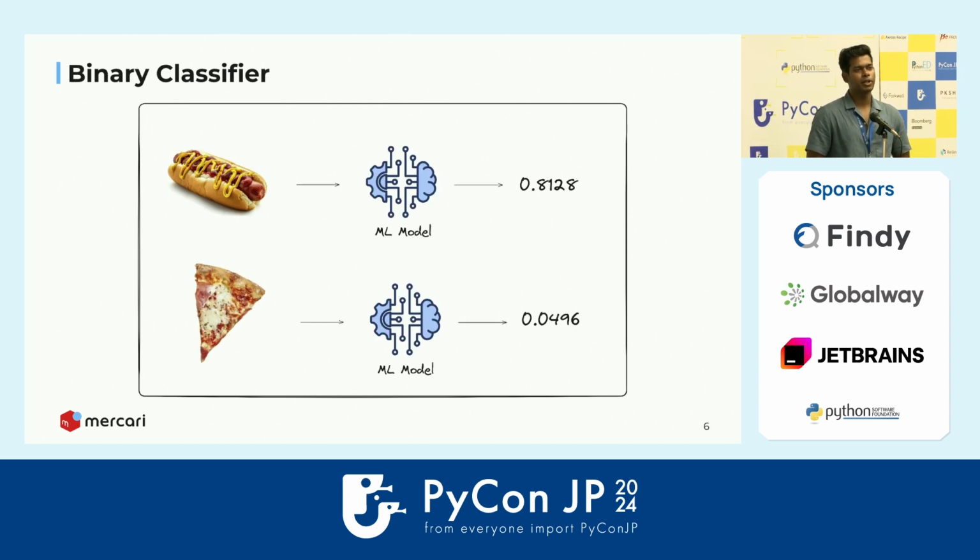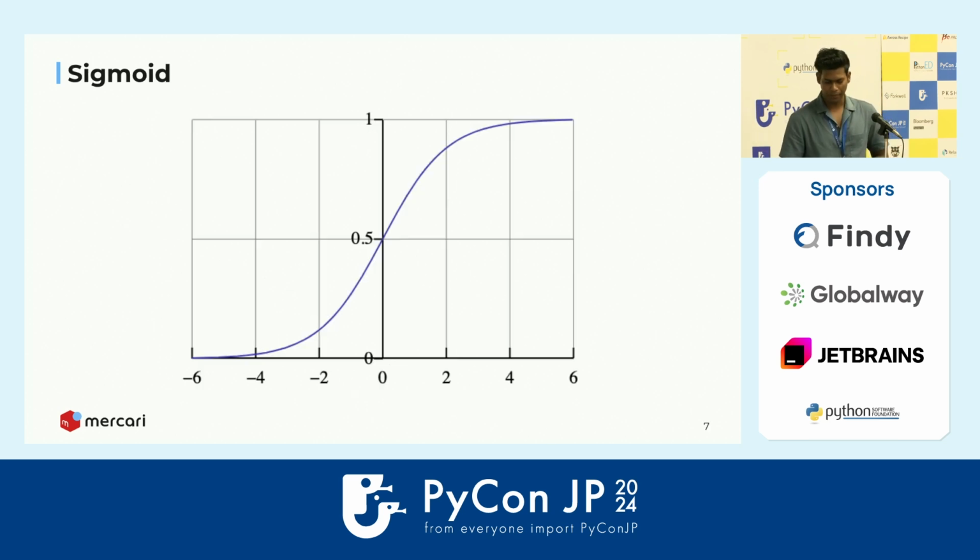Our machine learning model doesn't actually say something is hot dog or something is not hot dog. What it does for a simple binary classification task is just give a number. So if you give an image of something like a hot dog, it will give something like a 0.8128 number as an output, right? And if you give some image of something else, it will give some other number. So how do we get a final result that something is a hot dog or not?